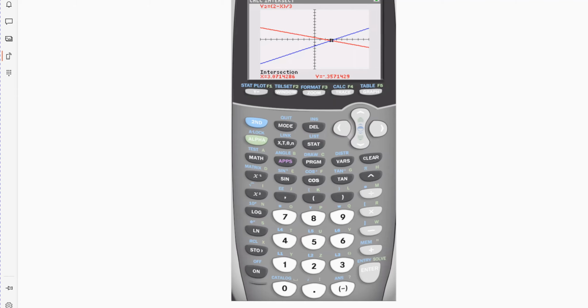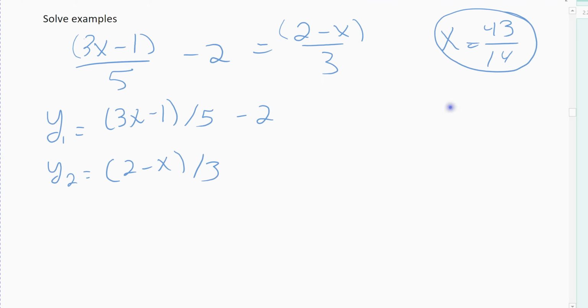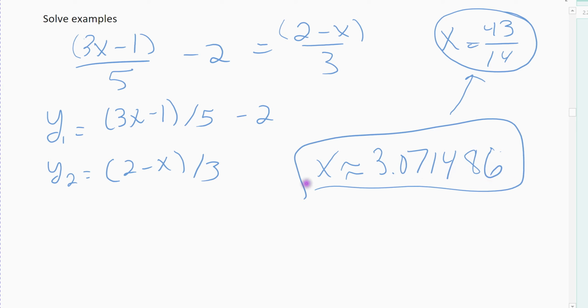Now, again, the downside with the calculator is we don't get this exactly. What the calculator gave us was the approximate answer, 3.0714886. But if it's an approximate answer, it approximates that numerical value. So that is the downside to the calculator.